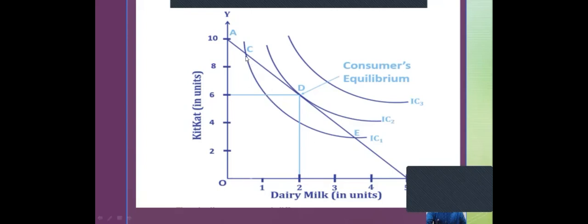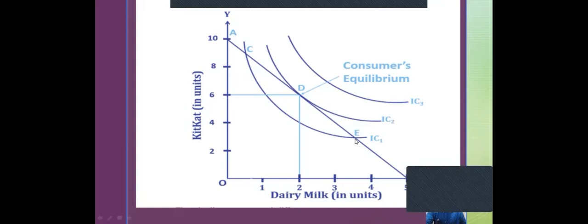Now you can say there is also another point C, and another point E. No doubt C and E both are equilibrium points, you can say, but these are not really equilibrium points, because here you can see the curve is just intersecting the budget line AB at point C from above, and the indifference curve IC1 is just touching the budget line AB at point E, but both are not convex to the origin. They are concave points.